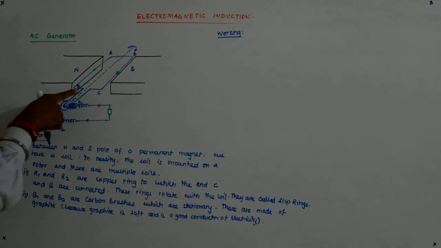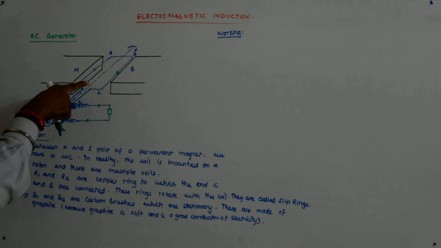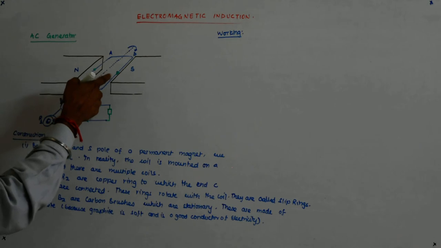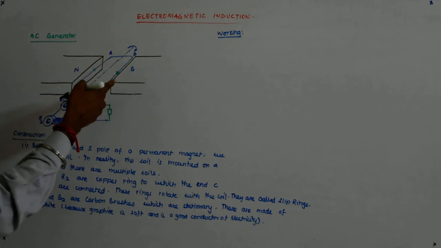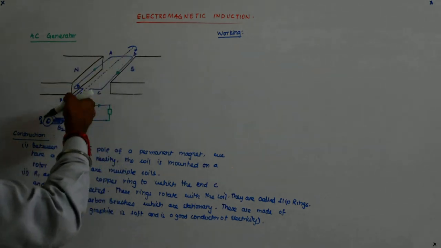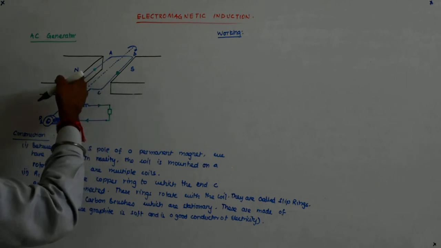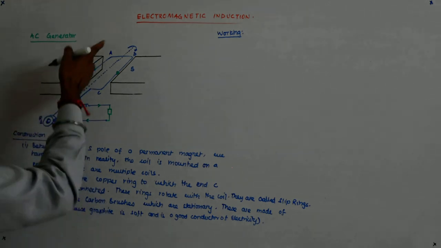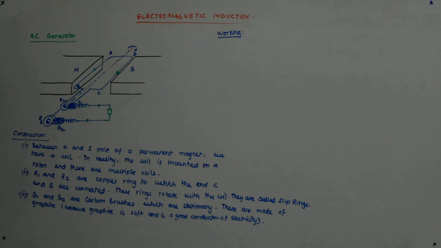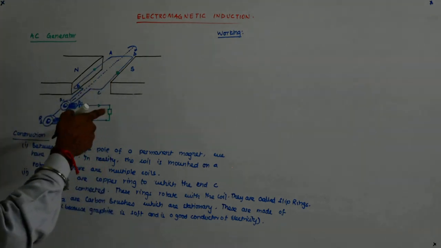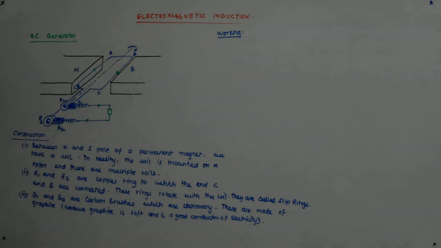Now what happens after a rotation is completed? See this first, then right. After half a rotation is completed, this CD comes here and this AB comes here. Right? Now CD had a current coming in this direction. But when CD reaches the place of AB, it will have a current going in, because it is in a similar situation as AB was just half a rotation back. Right? So this, which was giving the current out from this end, will start taking the current in.